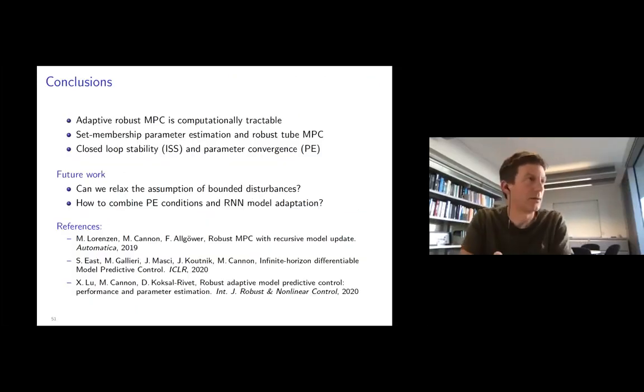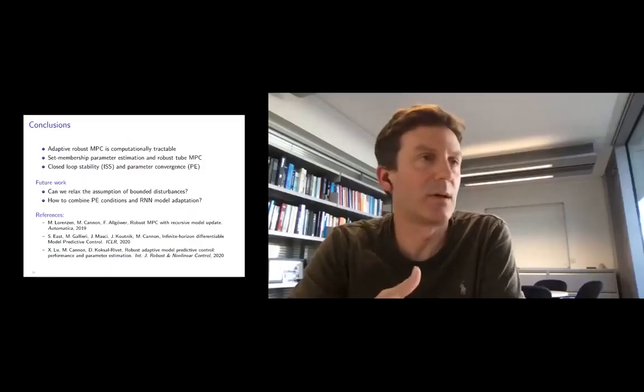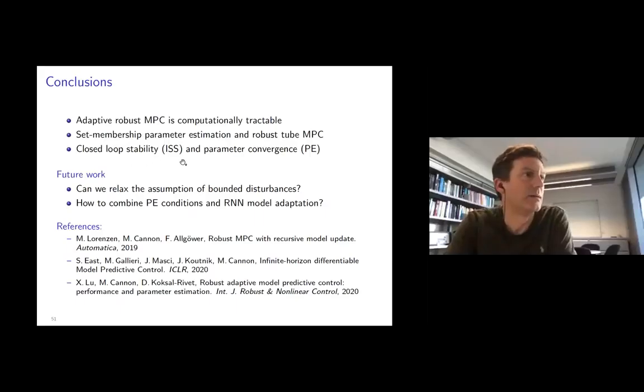Okay, so to conclude, I've been talking about adaptive, robust MPC, and I wanted to stress that this problem is computationally tractable for systems where the dynamics are linear and they depend linearly on the unknown parameters. I talked about how to combine set membership parameter estimation with robust tube MPC to guarantee constraints. The constraints can be satisfied robustly despite identifying system parameters online. And I talked about how to guarantee parameter convergence in probability by including extra constraints in the MPC formulation.